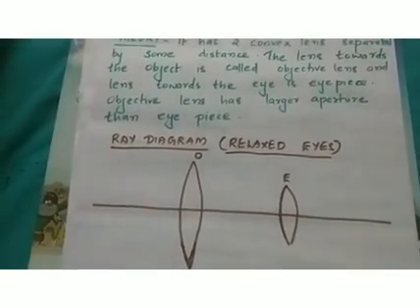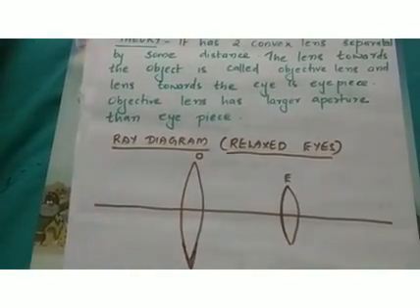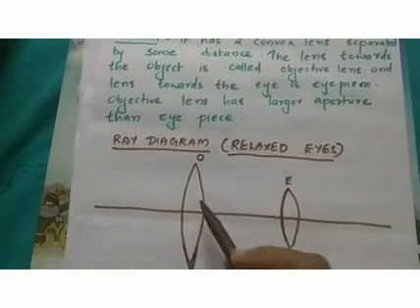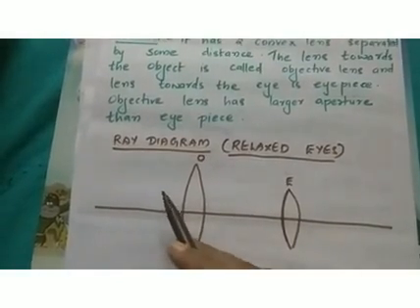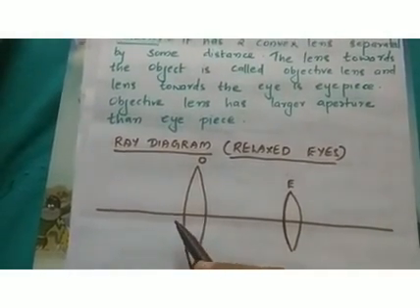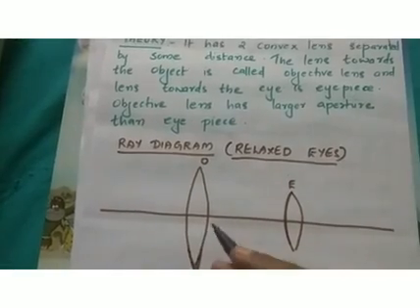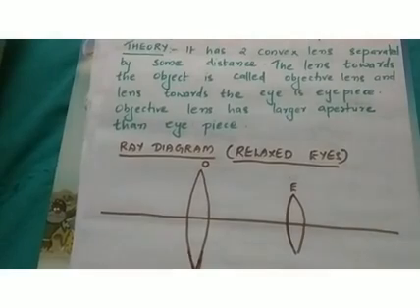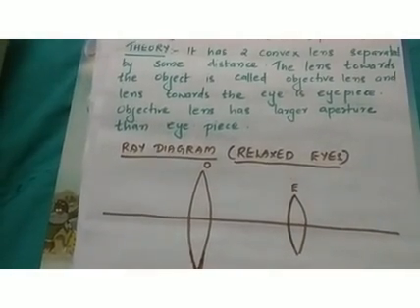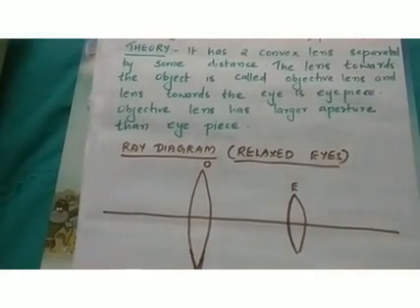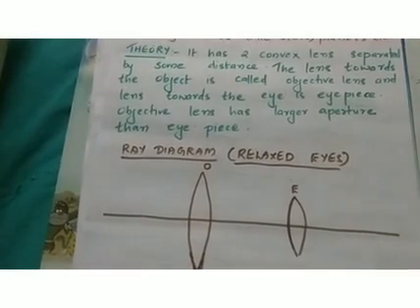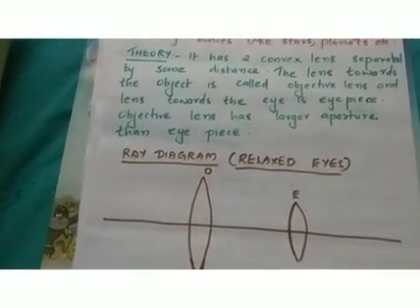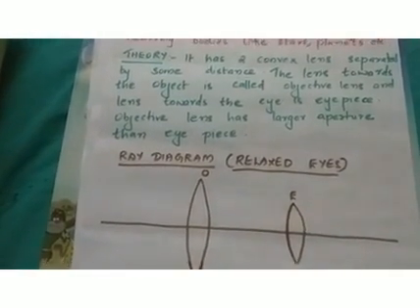Can you say the reason for this? This is because this objective lens focuses on far off celestial objects. So it must collect as many rays as possible from that object. So for that, the objective lens is of larger aperture than the eyepiece lens. Okay.